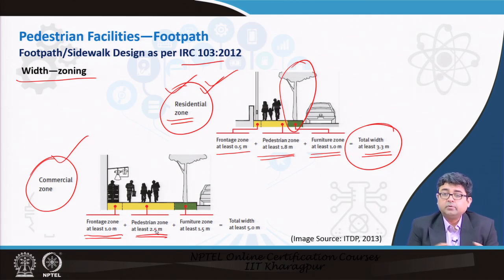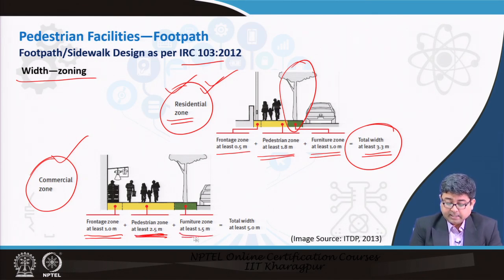Now, lots of people will be walking there or doing their shopping, coming in and out of stores. So, the pedestrian activity will be greater, hence a wider space is required to accommodate them. Also, a little bit wider furniture zone should be provided, since you may have to provide dustbins, seating, and so on and so forth. So, there should be a wider furniture zone, and a total width of at least 5 meters should be provided, right.